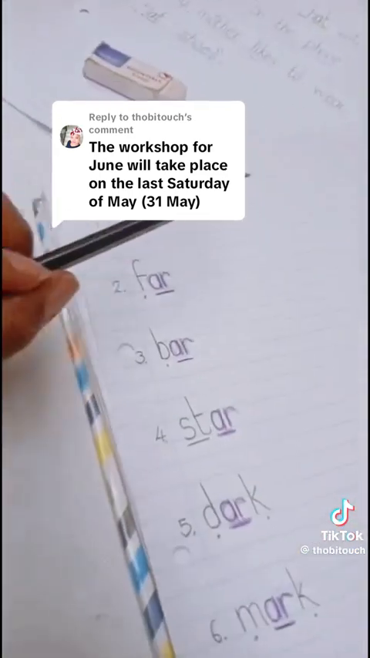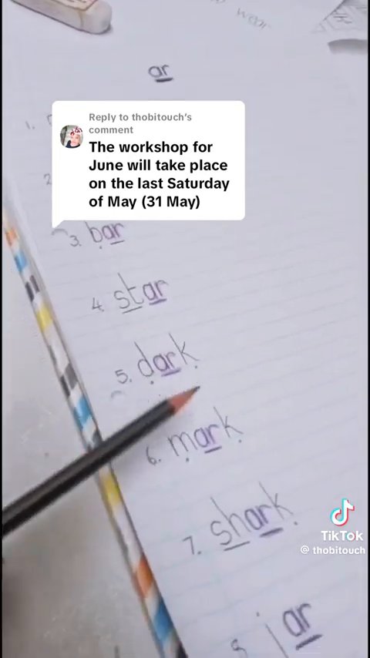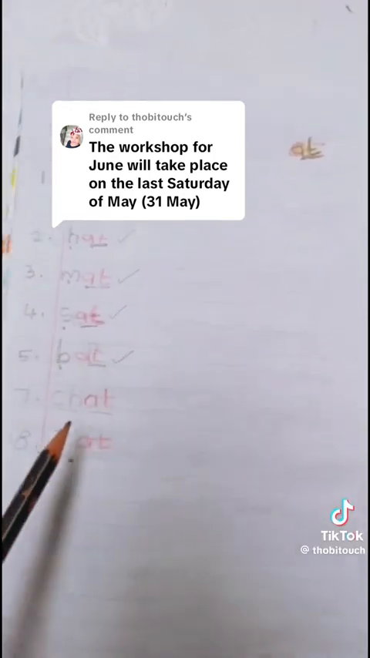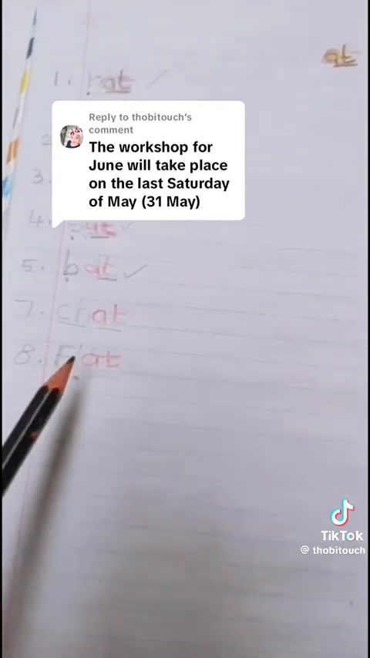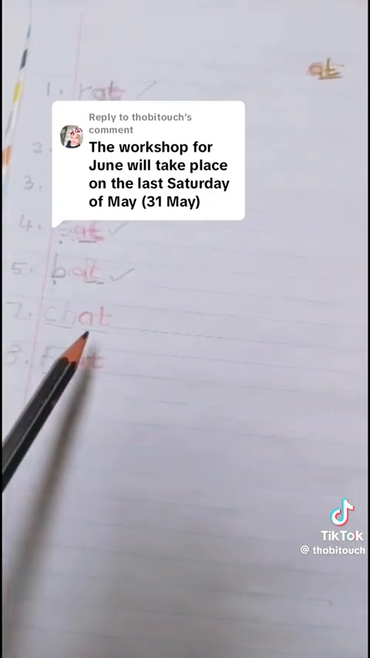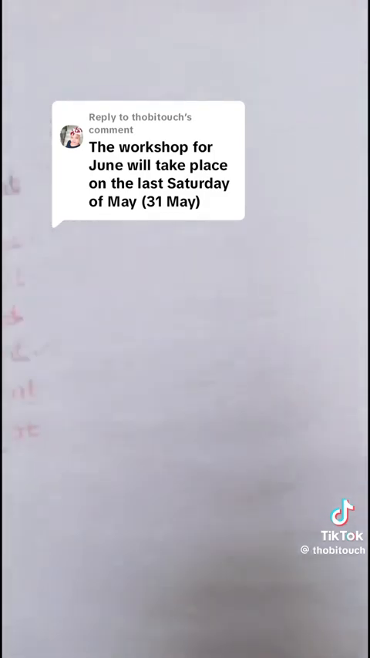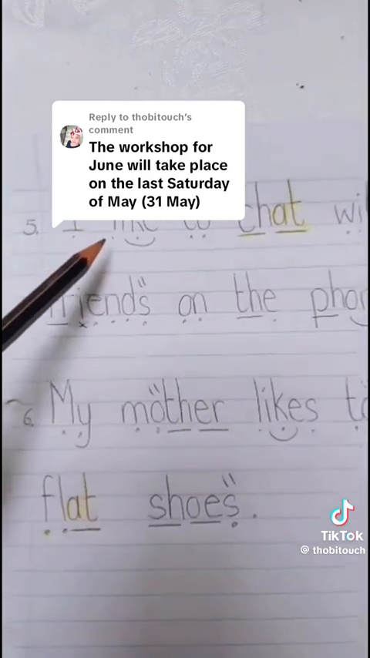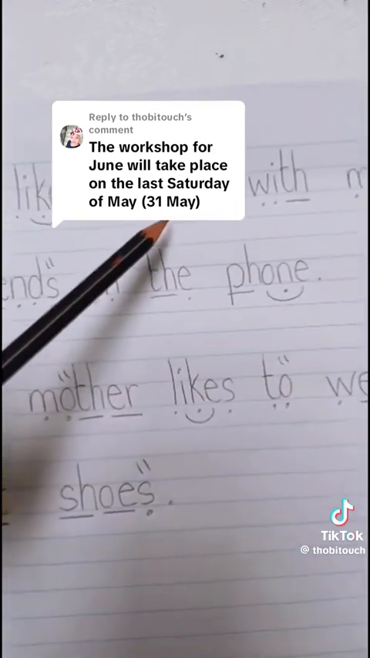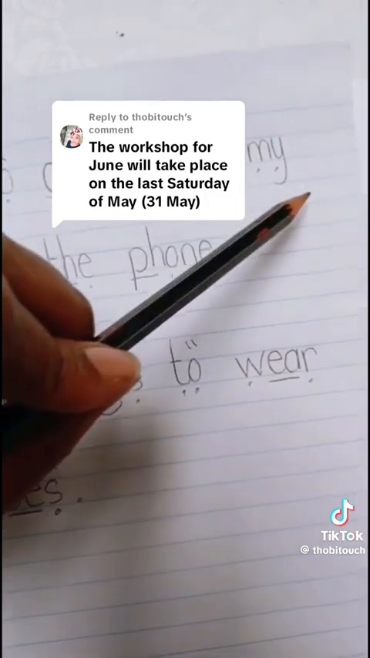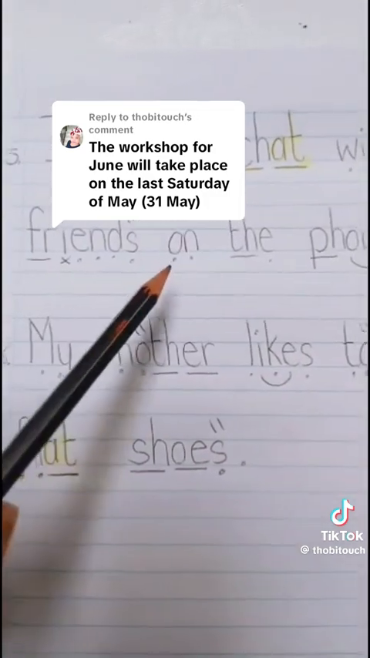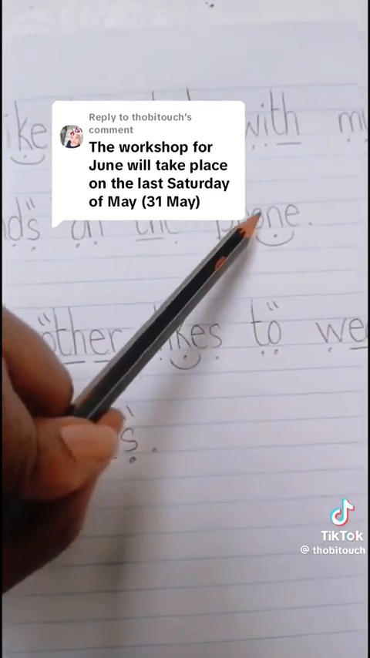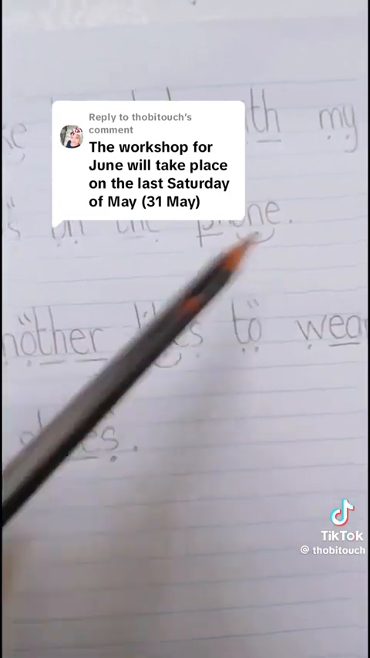Okay? So let's write our word bank, and when we're done, we'll put our words in some sentences, right? And the only sentences we're missing are for chat and flat, right? Yes. So let's go write a sentence for chat. Let's see if we can read it together. I like to chat with my friends on the phone. On the phone. Well done.